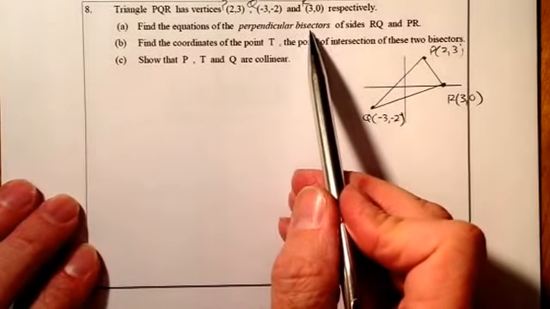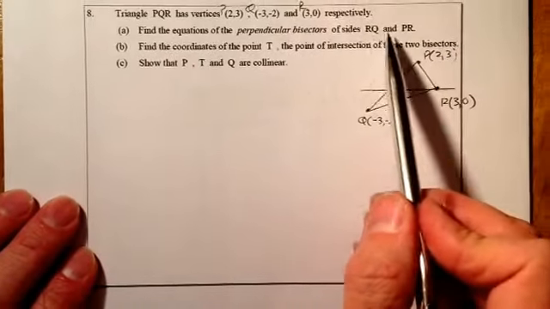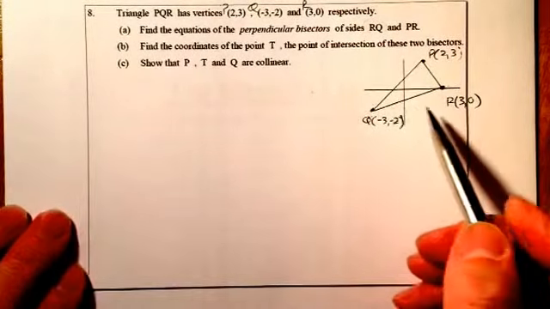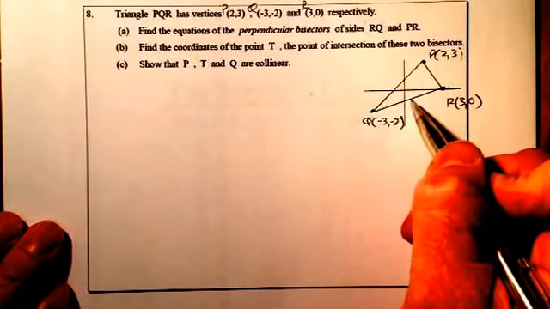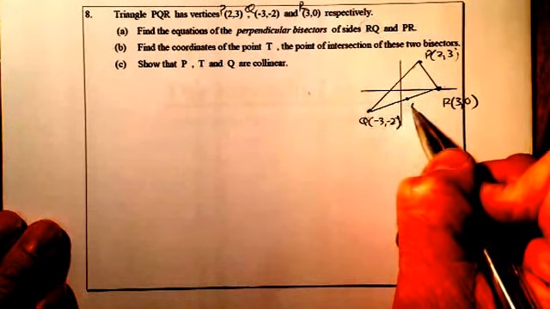Right, so perpendicular bisector. Bisector cuts the line in half. Okay, so I'll do the RQ first. So that'll be this one here. So what I'm going to try and do is find the point here. So that'll be the midpoint. So that'll be the point M.